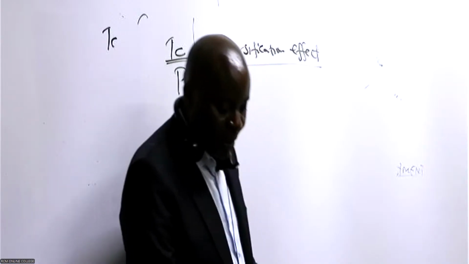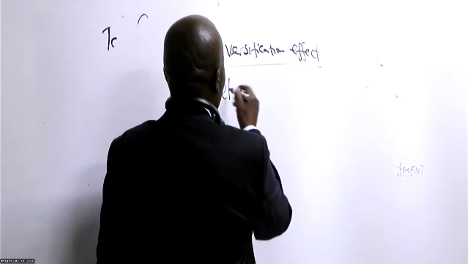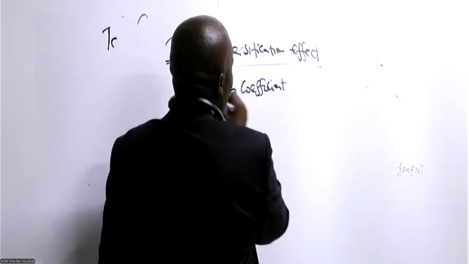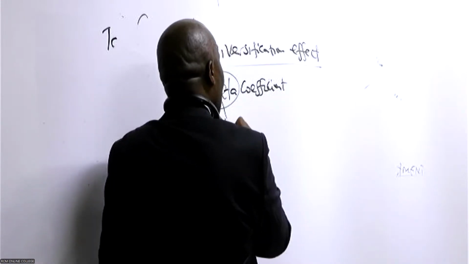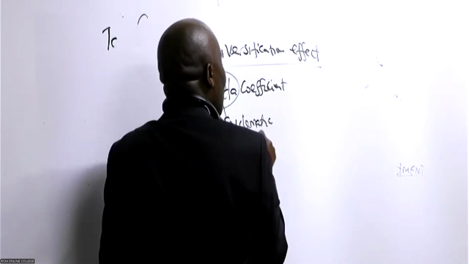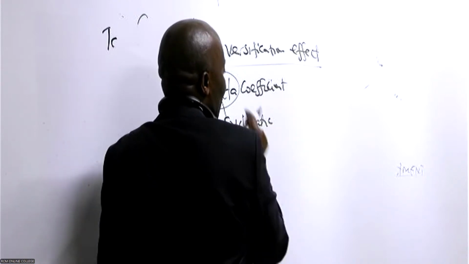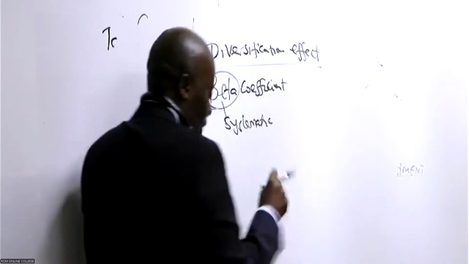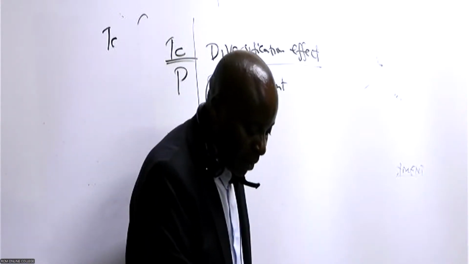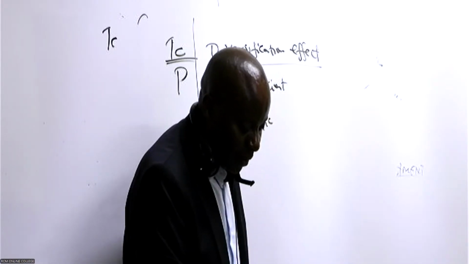What is beta coefficient? Somebody wants us to tell them what beta coefficient is. Remember what we said in last week's class. Beta is a measure of systematic risk. Just like standard deviation measures total risk, beta measures systematic risk, that risk that cannot be diversified.